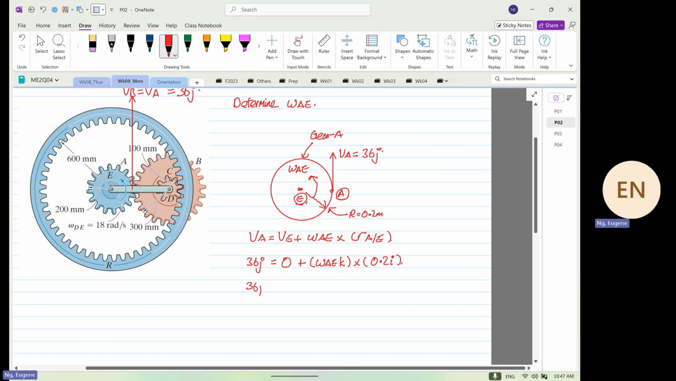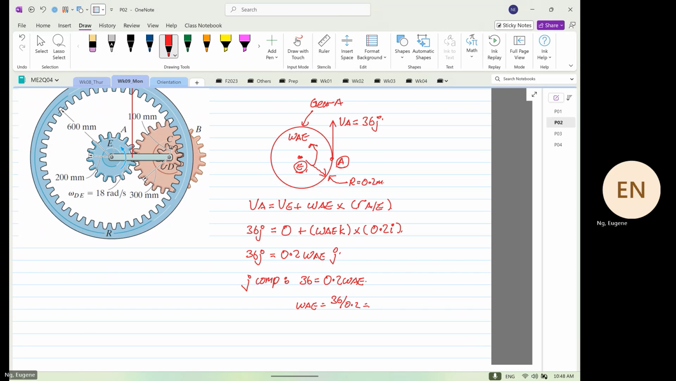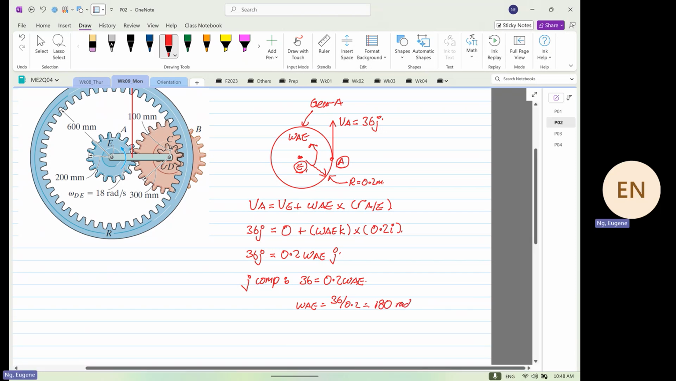So we have 36J is equal to 0.2 omega AE, k cross i, which is positive j. So from here, by looking at the j component, we will have 36 equals 0.2 omega AE. So finally, omega AE is equal to 36 divided by 0.2. So this will be equal to 180 radians per second, and the fact that it's positive means this direction is valid.